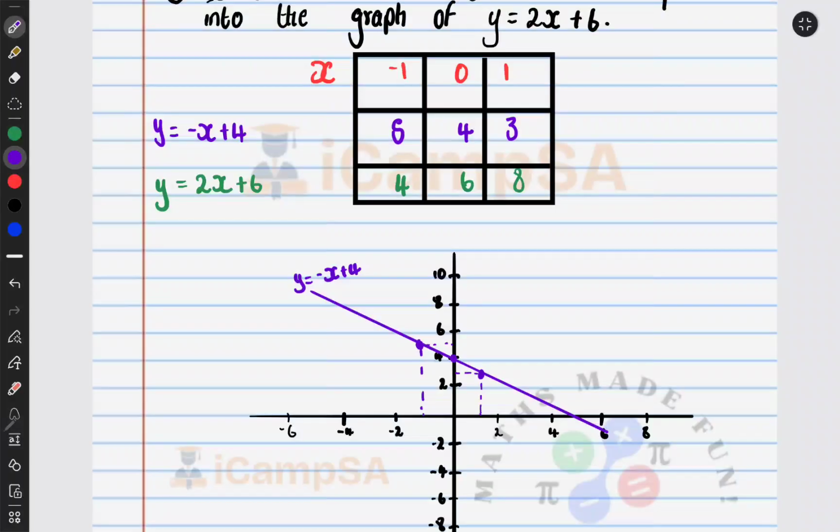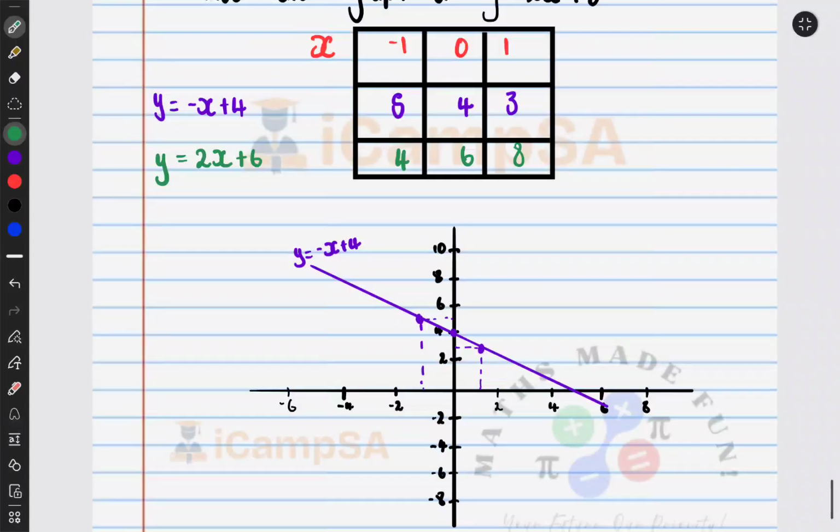And then next we have the function of y is equal to 2x plus 6. So where x is equal to -1, y is actually equal to 4. So it's going to be there. And then where x is equal to 0, y is equal to 6. And then where x is equal to 1 there, y is equal to 8. And then from there we join the points. That was a perfect join. And this is the function of y is equal to 2x plus 6.